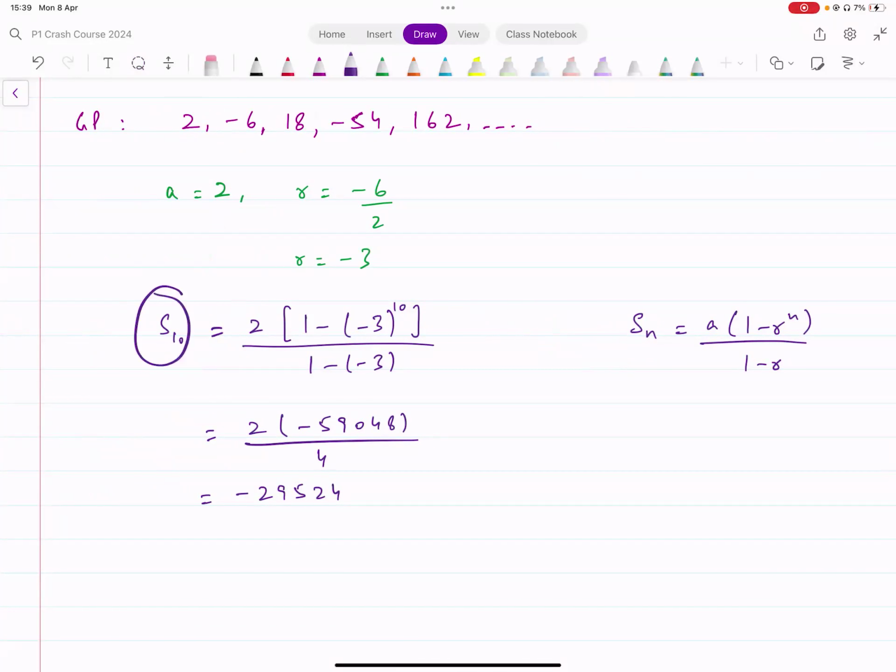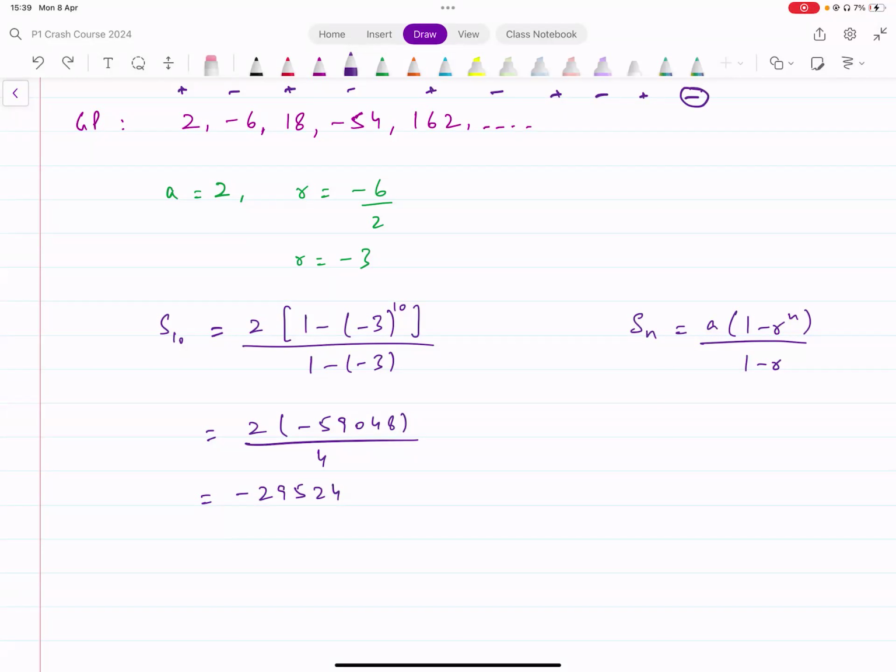What we're looking for is the sum of the first 10 terms. Now you see the first term is positive, then negative, then positive, then negative. And you can see the numbers are increasing in terms of magnitude. So we have 1, 2, 3, 4, 5, 6, 7, 8, 9, and 10. The 10th term is also negative, and it's going to be the largest in terms of magnitude. And because of that, the overall sum is going to turn out to be negative.